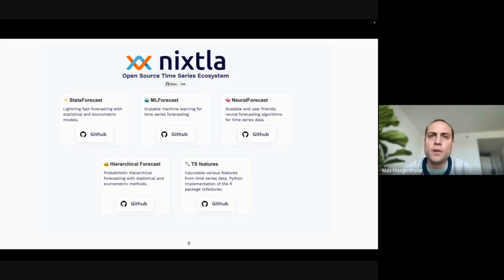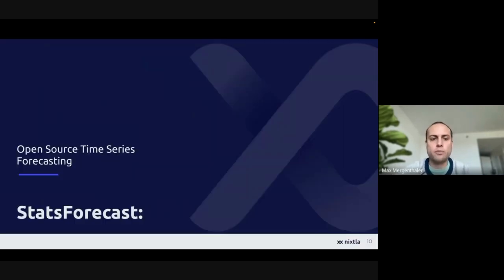We have also implemented some classical transformers and autoformers models, although we think that they don't really perform as well. But at the end of the day, we wanted to take an agnostic approach to the field and offer the widest possible tools for practitioners. We also have some work around hierarchical reconciliation and certain feature preprocessing.